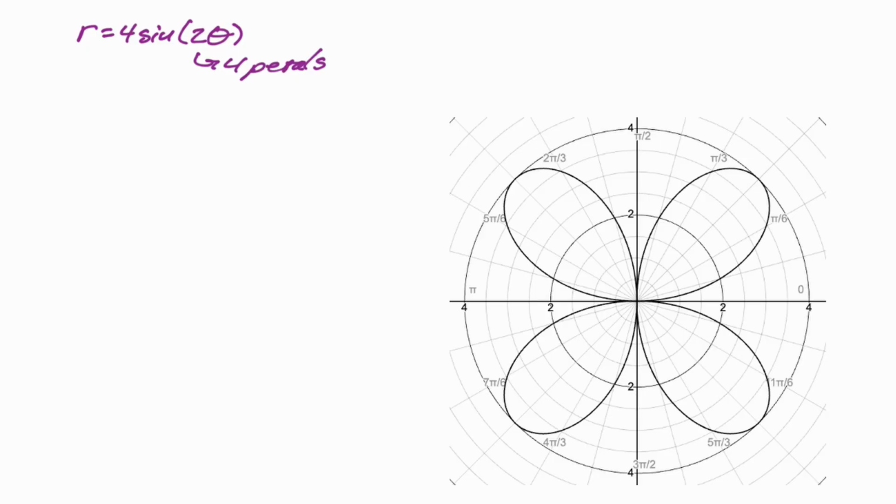I would look at the answer choices. If one of them had 4 petals, I'd be okay. If 2 of them had 4 petals, I bet one of them would have a petal on the x-axis, and I would know that's cosine. This shouldn't have a petal on the x-axis, so I would be able to choose, and I'd be done.